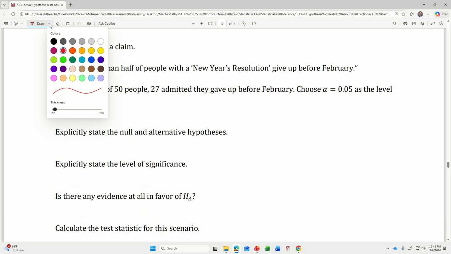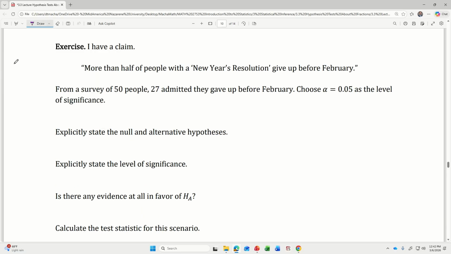We're finally ready to do a hypothesis test. I have a claim: more than half of people with a New Year's resolution will give up before February. From a survey of 50 people, 27 admitted they gave up before February. Choose alpha equals 0.05 as the level of significance.